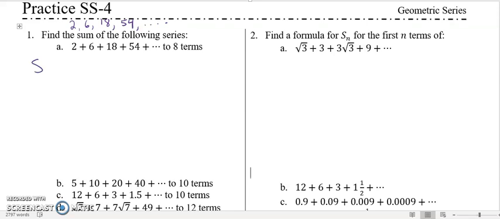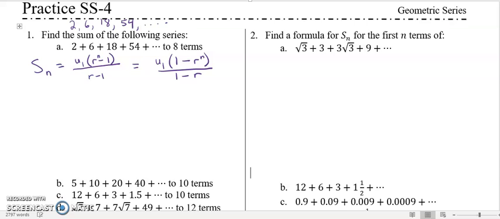So the formula is the sum of the first n terms is the first term times r to the nth power minus 1. So raise r to the nth power, find that answer, then subtract the 1, all over r minus 1. It can also be written this way: first term times 1 minus r to the n over 1 minus r. Basically, these two formulas are exactly the same thing.